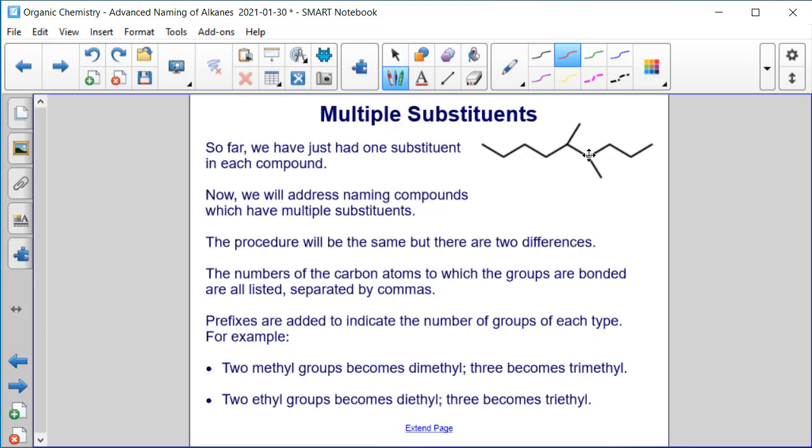Here's a methyl group and here's a methyl group. 3 would be trimethyl, 2 ethyl groups would be diethyl, 3 becomes triethyl. Okay, so as we've been doing, we'll go through several examples so we can see how this is done.